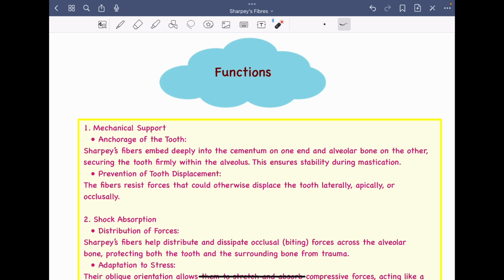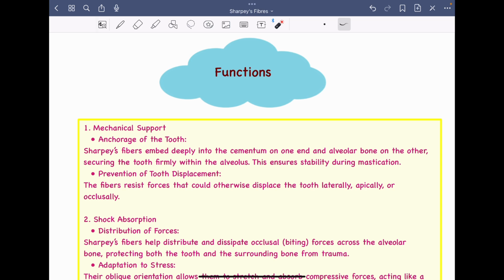right? So Sharpey's fibers are embedded deeply into the cementum on one end and alveolar bone on the other, securing the tooth firmly within the alveolus, right? This ensures stability during mastication. Then prevention of tooth displacement. These fibers resist heavy forces that could otherwise displace the tooth laterally, apically or occlusally, right?